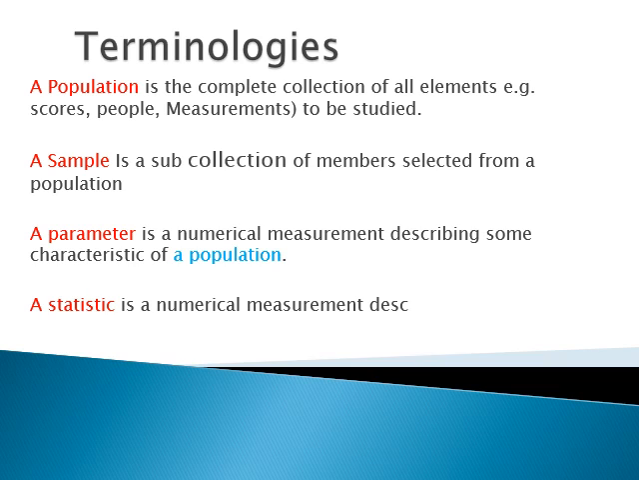And then parameters. A parameter is a numerical measurement describing some characteristic of a population. That is what you use when you are describing the population. But what about statistic? A statistic is a numerical measurement describing some characteristic of a sample. So when we are studying a sample, the numerical measurement that we use is always called a statistic, but parameter is when we are dealing with the population.